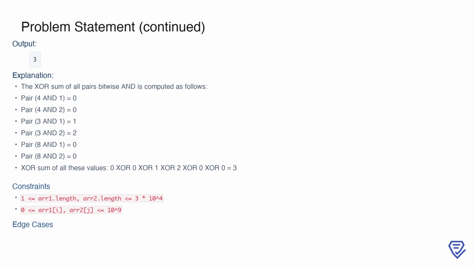For the third element of arr1, which is 8, we calculate 8 AND 1 is 0 and 8 AND 2 is 0. This gives us the results 0, 0, 1, 2, 0, and 0. Finally, taking the XOR of all these values, we get 0 XOR 0 XOR 1 XOR 2 XOR 0 XOR 0, which simplifies to 3. This means the answer for this example is 3. These examples illustrate how the XOR sum of all pairs bitwise AND is computed step by step.